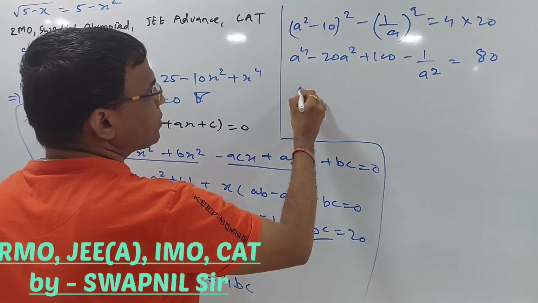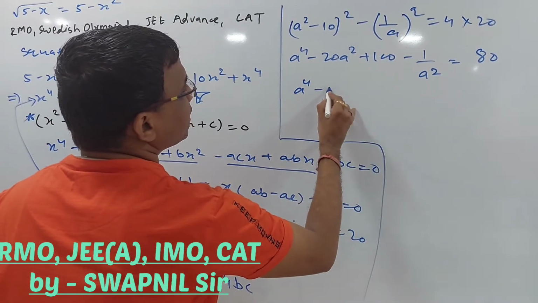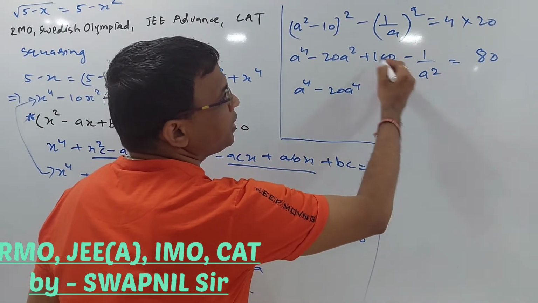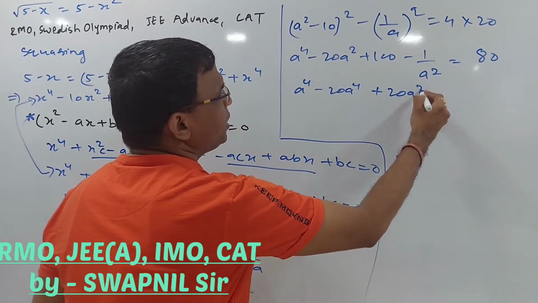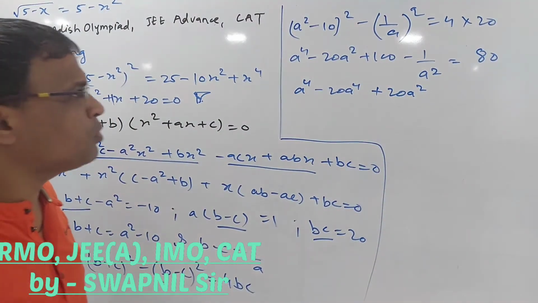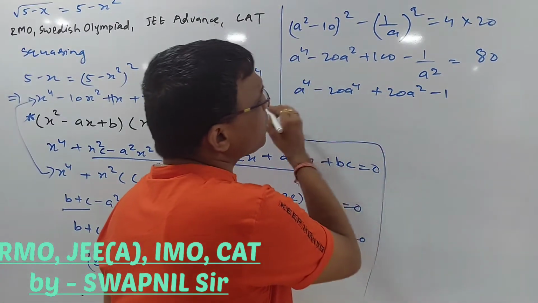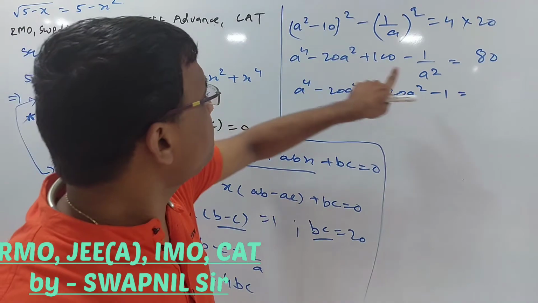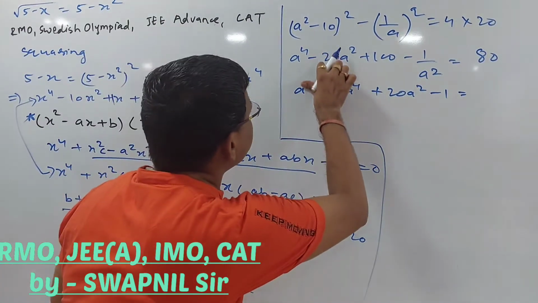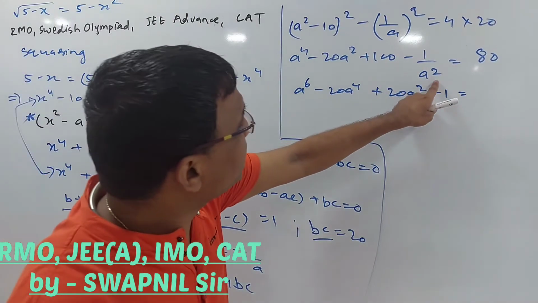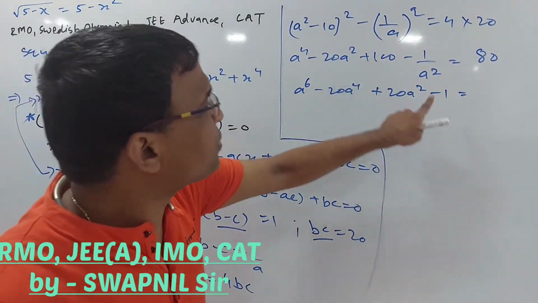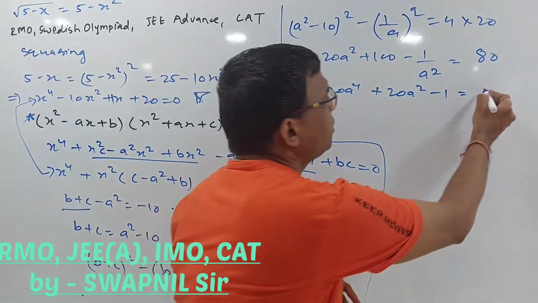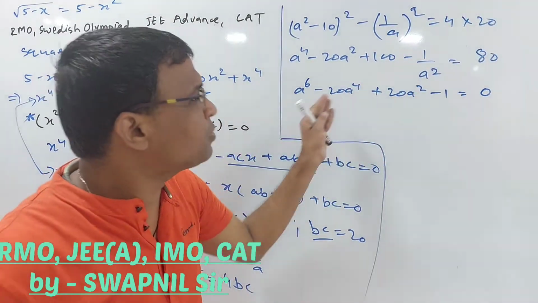So this is a power 6 minus 20 a power 4, and with 80 shifted to this side, 100 minus 80 is 20, so 20 a square. You can skip those steps, they are very little steps. And then minus 1, and obviously the whole divided by a square. See what will happen: a power 4 into a power 2 is a power 6, minus 20 a square into a square is 20 a power 4, plus 100 minus 80, 20 a square, and minus 1, and whole upon a square. On this side, since 80 is shifted, 0 remains, so a square into 0 is 0.